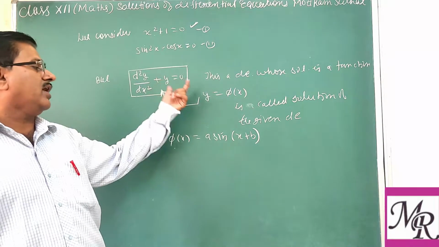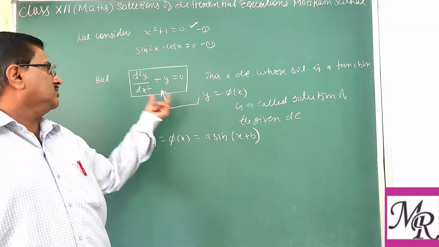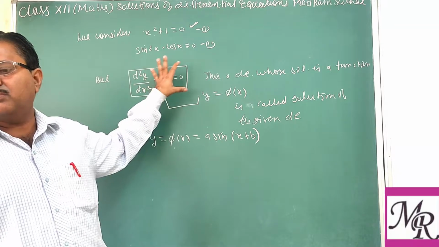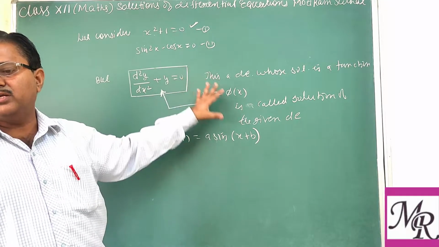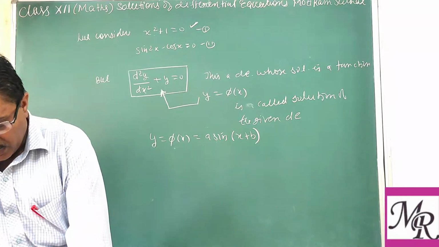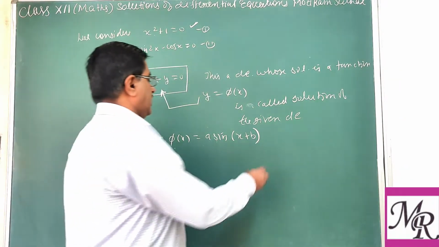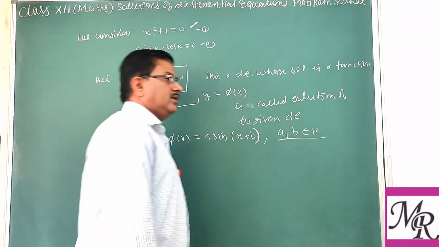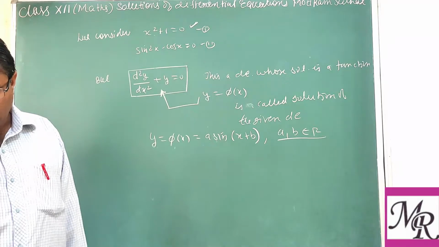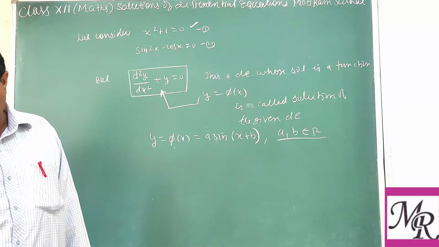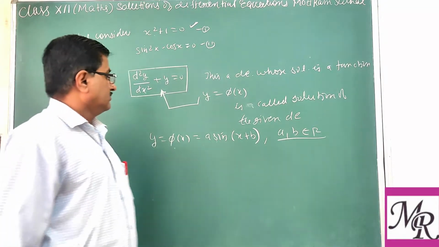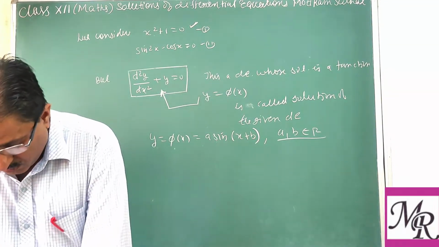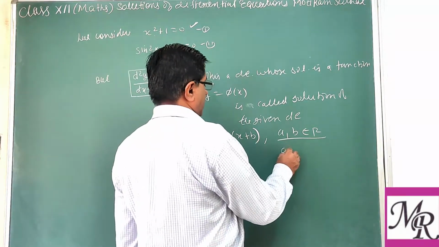How can we say it is satisfied? You find the second derivative of this, put it here, y is already there, put it here, and solve. The left hand side becomes the right hand side. That's why it is a solution. Here the constants a and b are known as arbitrary constants, and these are real; small a and small b belong to R, the real numbers.